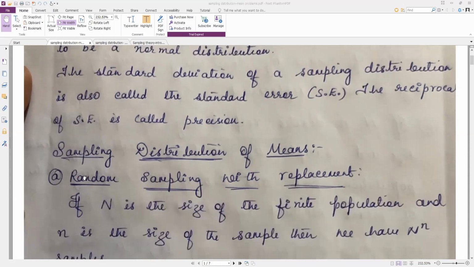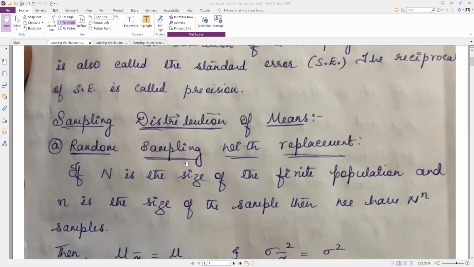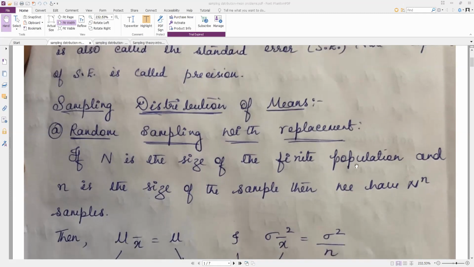Now let me see the problems under sampling distribution of means. Under that there are two things. One is random sampling with replacement. Another one is random sampling without replacement. Now in random sampling with replacement, suppose if N is the size of a finite population and small n is the size of the sample, then we have N power n samples. So whenever N is the size of your population and small n is the size of a sample of that population, then how many samples will we have? N power n samples.